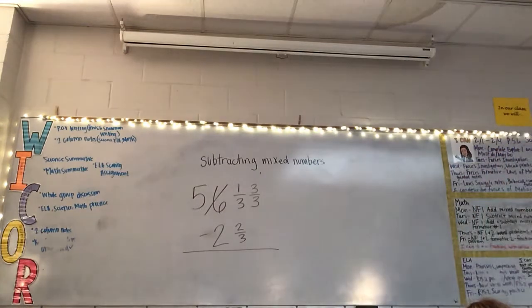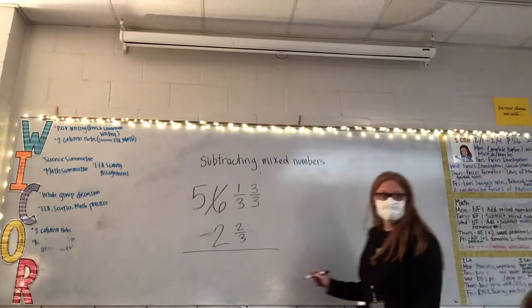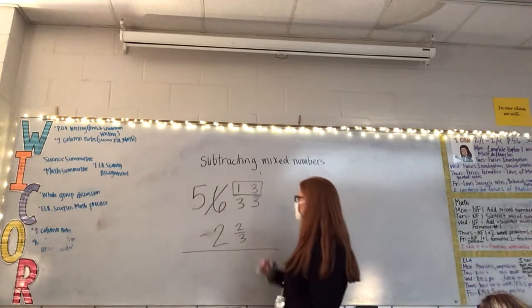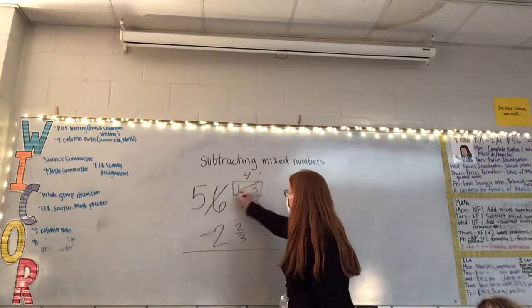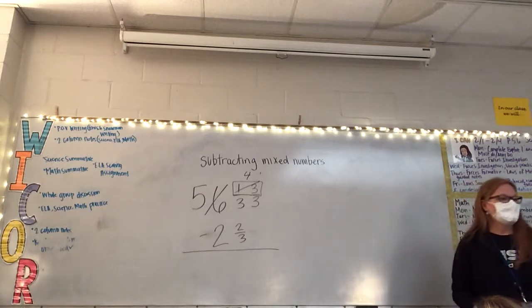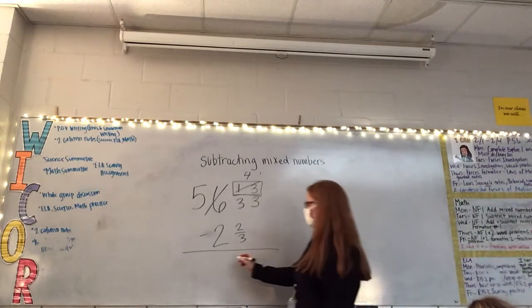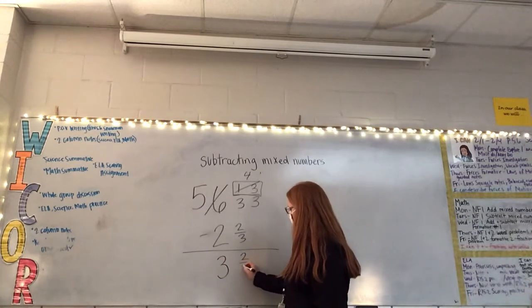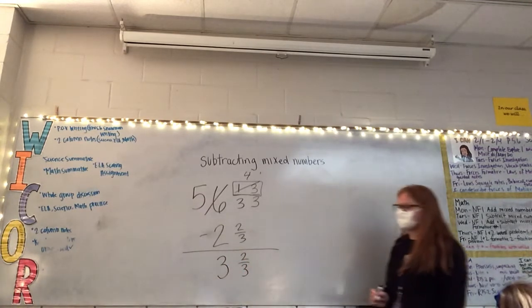George, do you know where the 3/3 came from? It came from the denominator. Very good answer. So actually, on top, Aaliyah, I have 5 and what? 4/3. Yes, right. I have 5 and 4/3. Perfect. So when I subtract, 5 minus 2 is 3, and 4/3 minus 2/3 is 2/3. So 3 and 2/3.